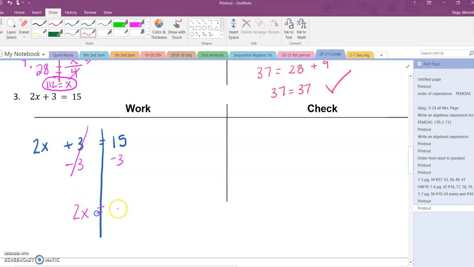2x equals 12. Now, second step is to multiply or divide to get the variable by itself. In this case, it's 2 times x, so the opposite of times is to divide. So I'm going to divide both sides by 2. These 2's cancel. X is equal to 6. 12 divided by 2 is 6.